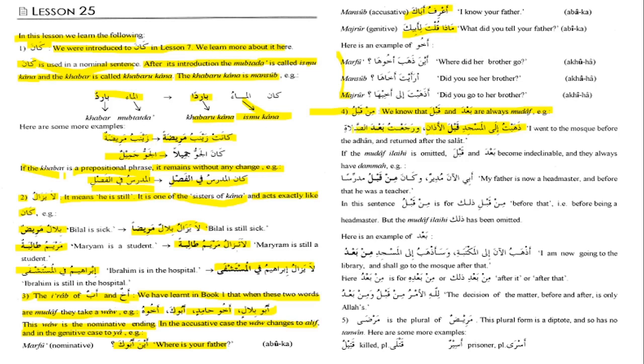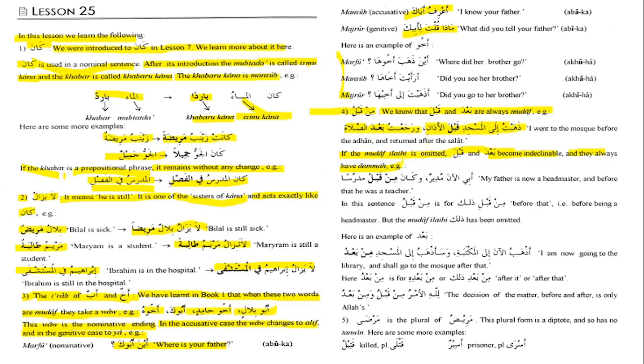Wa raja'tu ba'da salati. And I returned after the salah, and you can see salati, also mudaf ilayhi majrur, because ba'da is also a zarf, and salah became mudaf ilayhi after it. Now, know that if the mudaf ilayhi is omitted, you did not mention the mudaf ilayhi after qablu or ba'du, the qablu or ba'du becomes indeclinable. So they will always have a dhamma in that case. Usually they come with a fatha. For example, zahabtu ila al-masjidi qabla al-adhani, raja'tu ba'da, and then you mention the mudaf ilayhi after them.